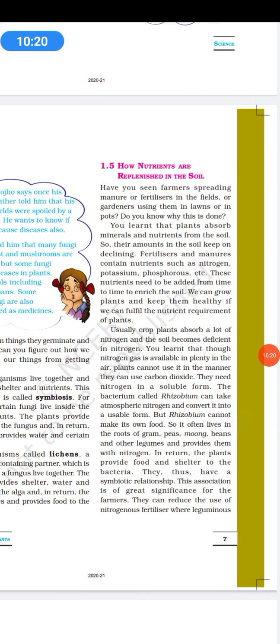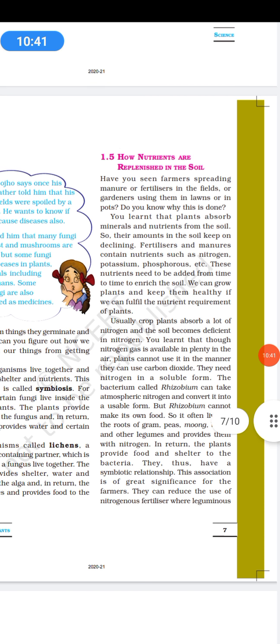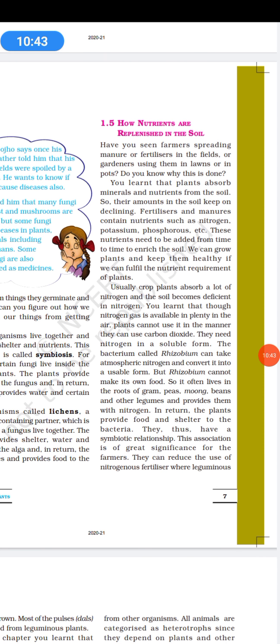So how are nutrients replenished in the soil? There is something called a cycle. We have the nitrogen cycle. All the nutrients which are taken up from the soil, like nitrogen, phosphorus, potassium, are replenished in the soil. They are again getting back into the soil. Crops are going to absorb a lot of nitrogen, so now the soil will become deficient in nitrogen.